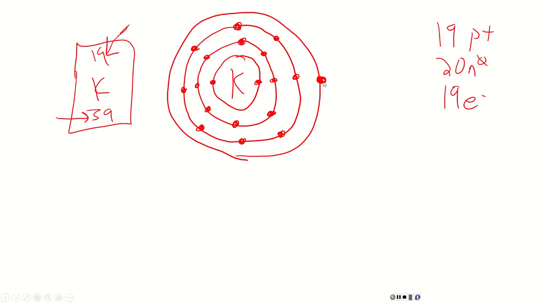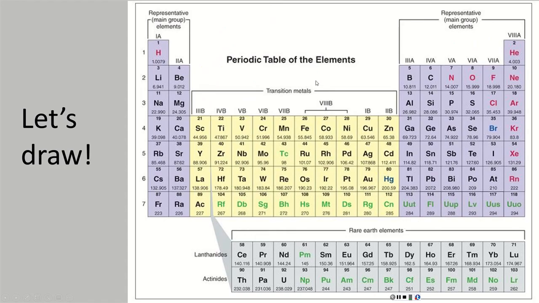And right there it is. Everything in column 2 has 2 electrons in the outermost shell. 3, 4, 5, 6, 7, 8. That's how many electrons are in the outermost shell for everything in each of these columns. So it sounds like the outermost shell is special, and it is. The outermost shell is called the valence shell.